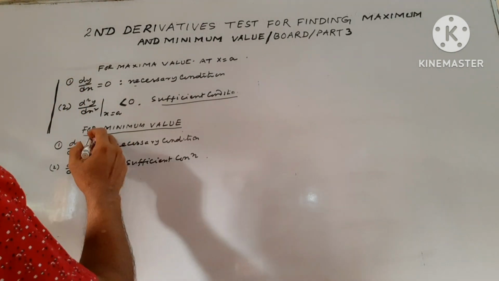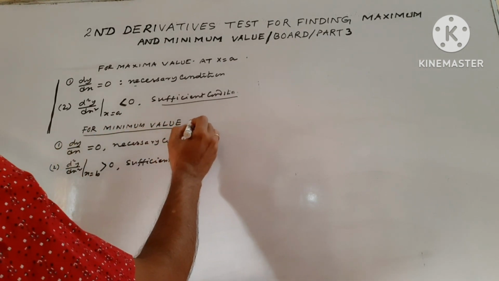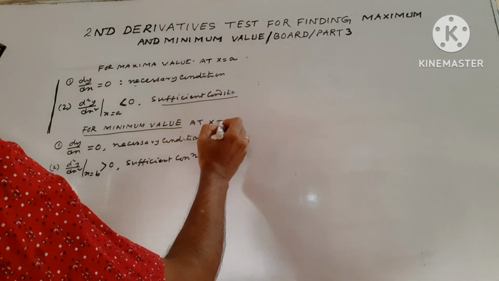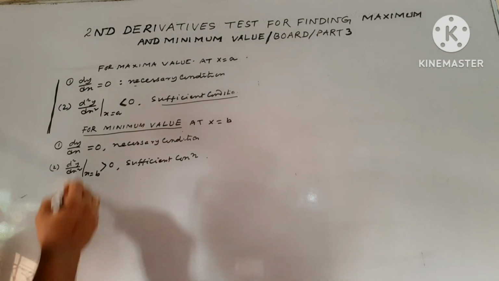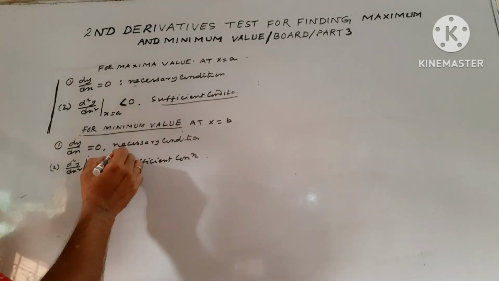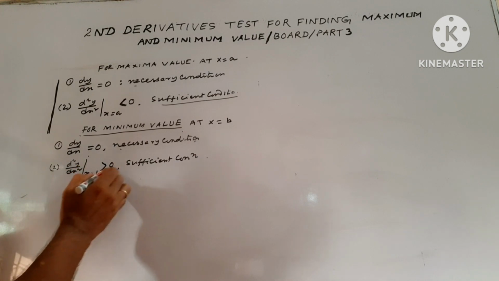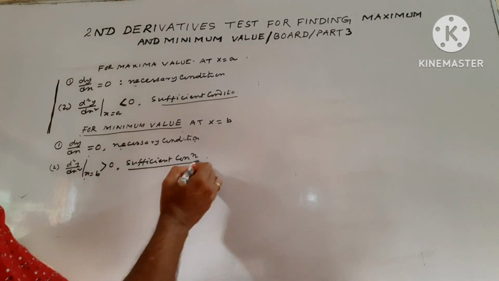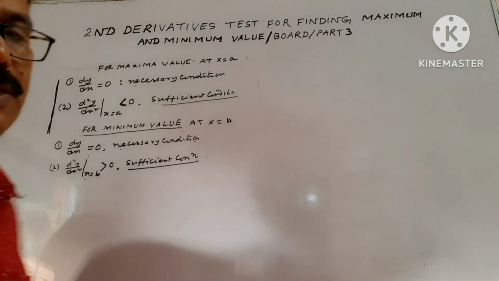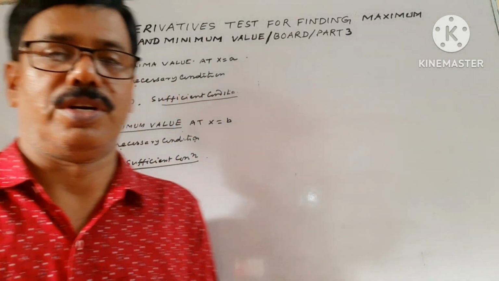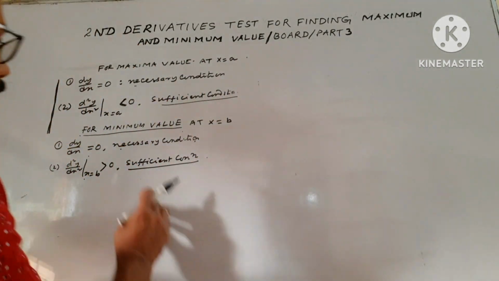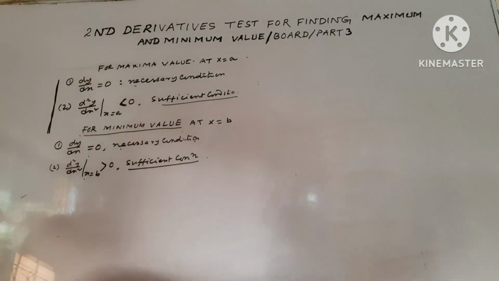Now for minimum value at x equals to b, dy/dx equals to 0, necessary condition, and double derivative at x equals to b greater than 0, sufficient condition. So this is our working rule.